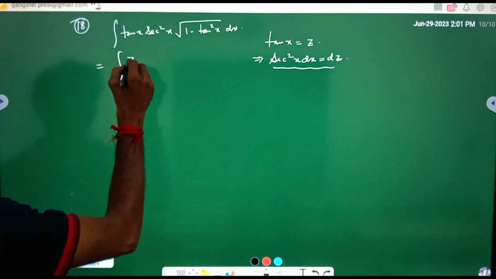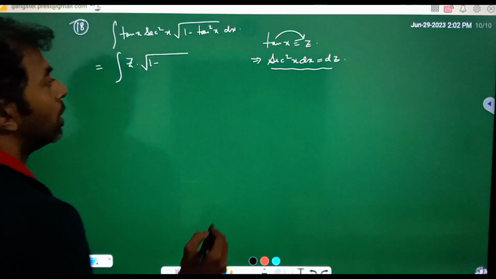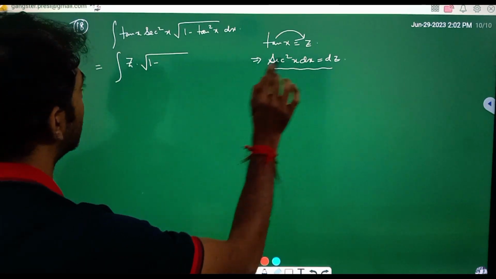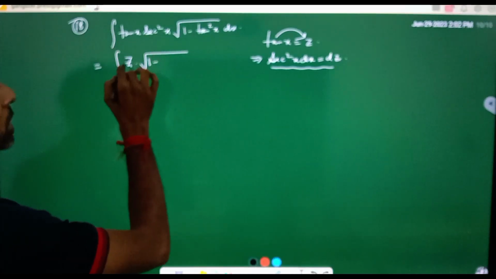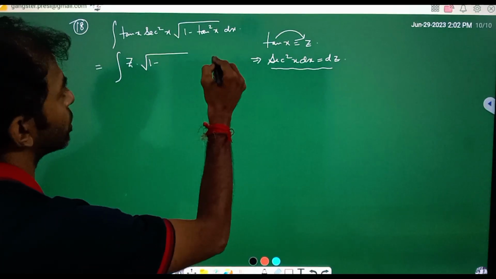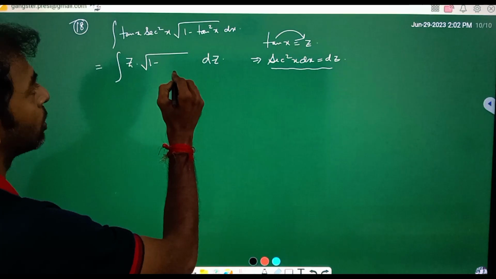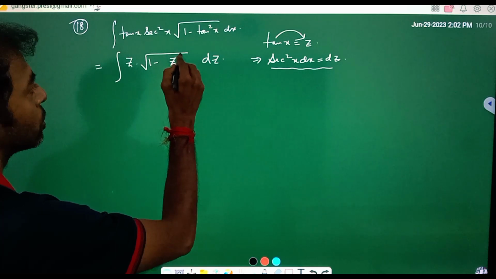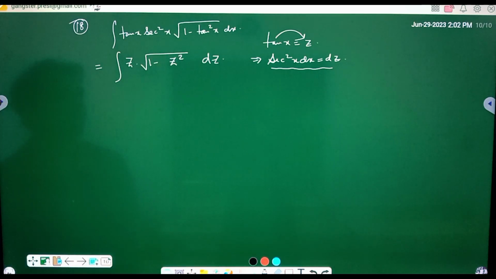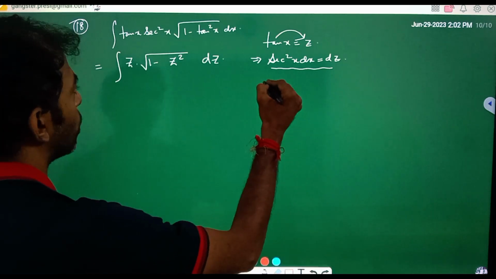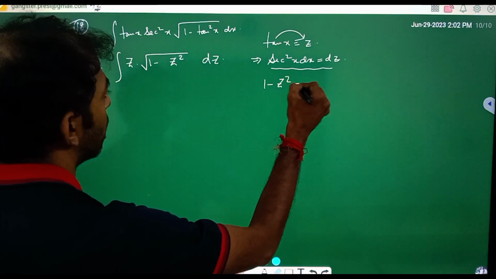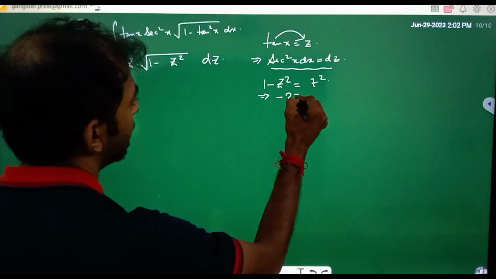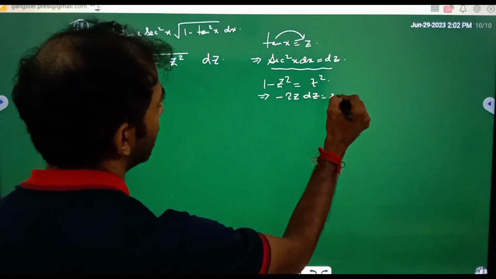So tan x equals z, sec square x dx will be dz, and root under 1 minus tan square x equals root under 1 minus z square. Okay, so that's the problem. Now we have to consider one more substitution, 1 minus z square equals t square. So what will be the result here? Minus 2z dz will be 2t into dt.